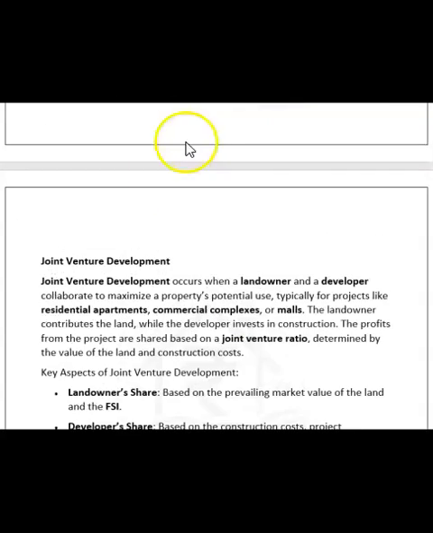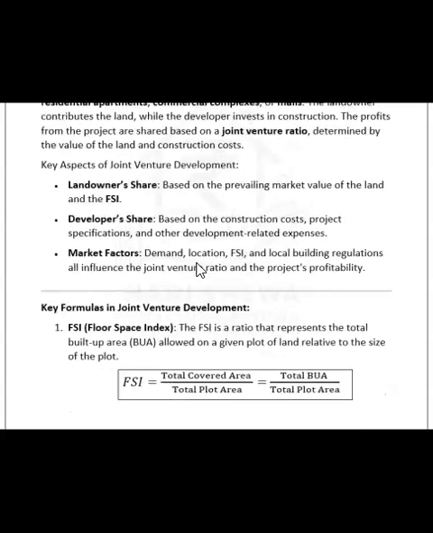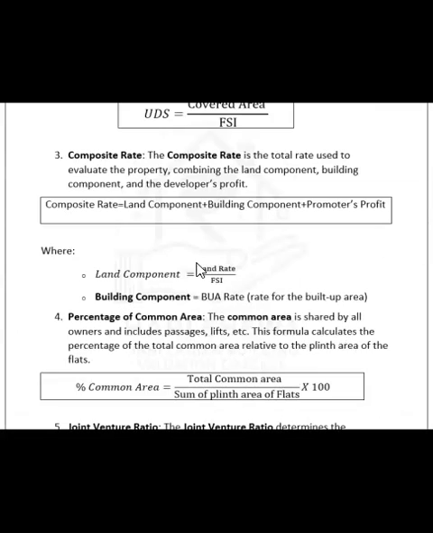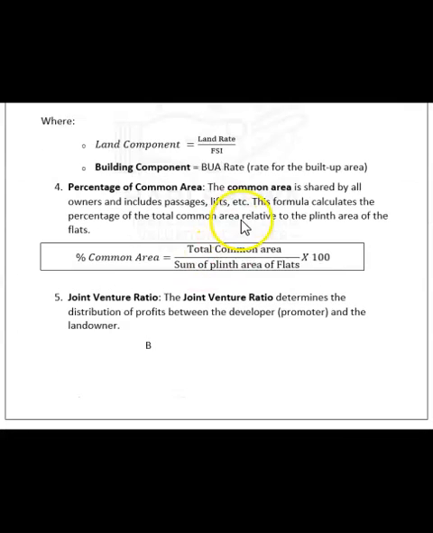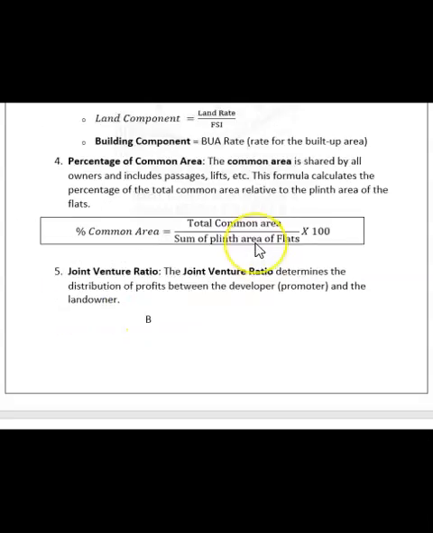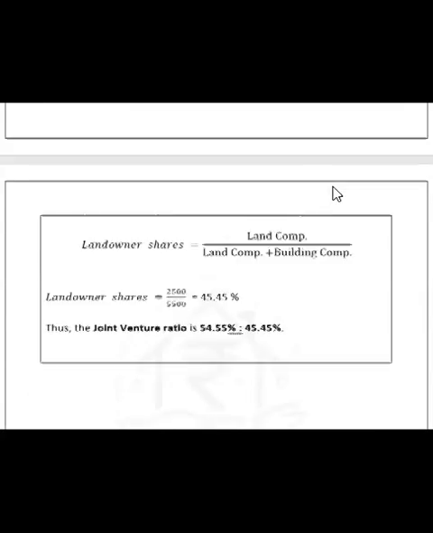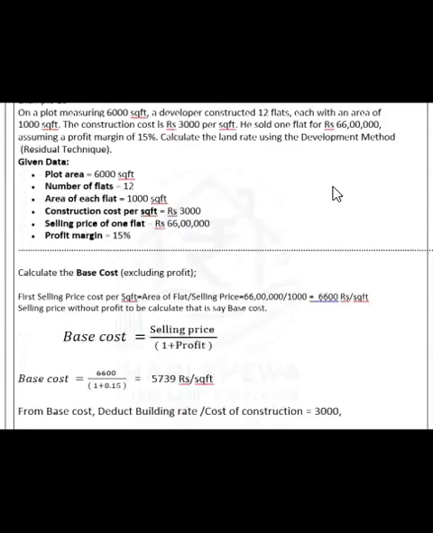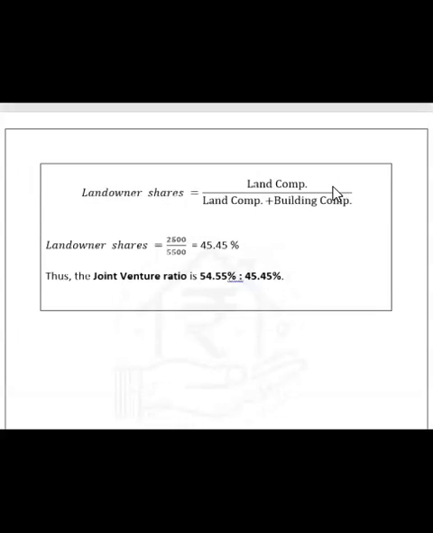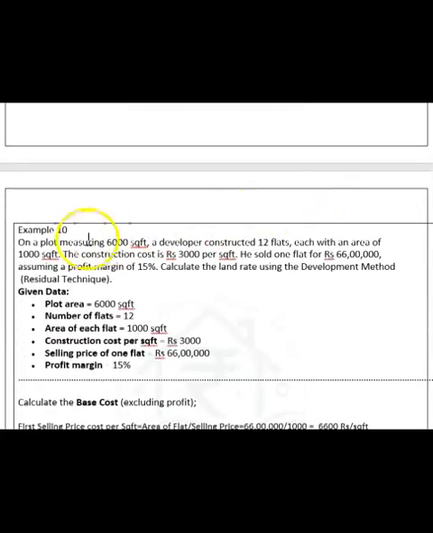Also, in the last session, we have learned the joint venture development method and how to calculate it: FSI, UDS, composite rates, percentage common area, and joint venture ratio. Total 9 numericals we have done in the last session. Today again we are starting the first question with a numerical, that is example number 10.